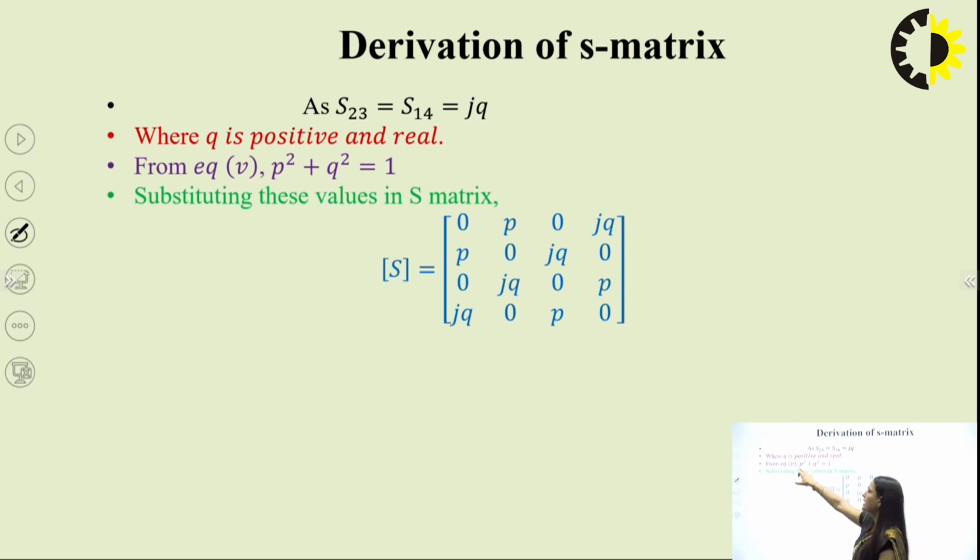Equation 5 can be written as P square plus Q square is equal to 1. So substituting all the values, this is the final matrix of the directional coupler: 0 P 0 JQ, P 0 JQ 0, 0 JQ 0 P, JQ 0 P and 0.